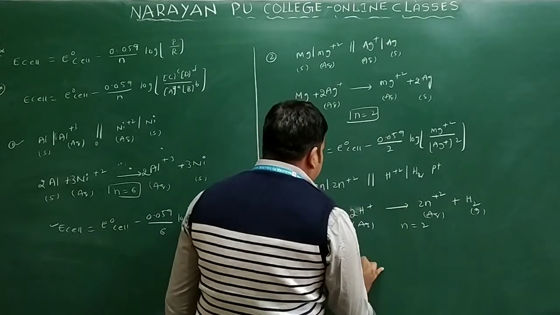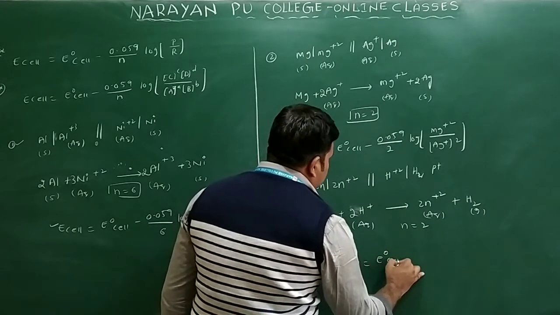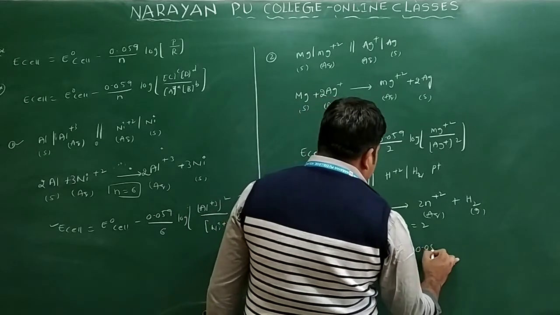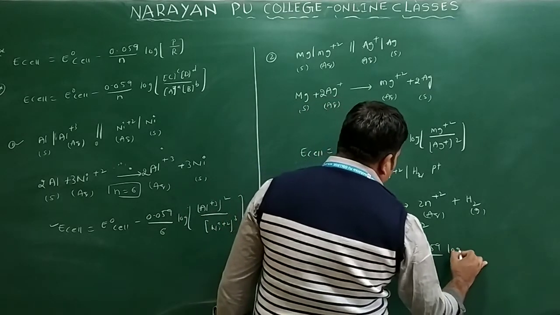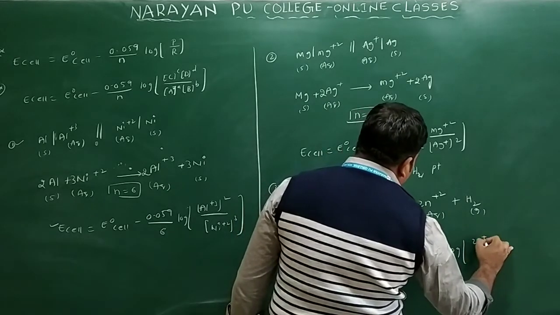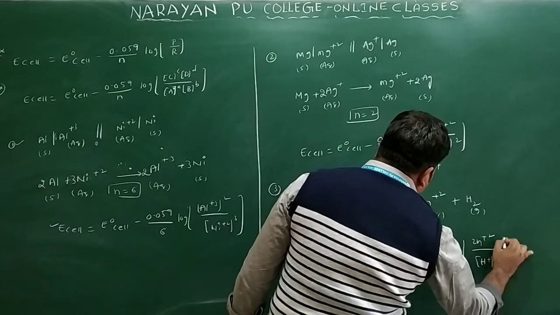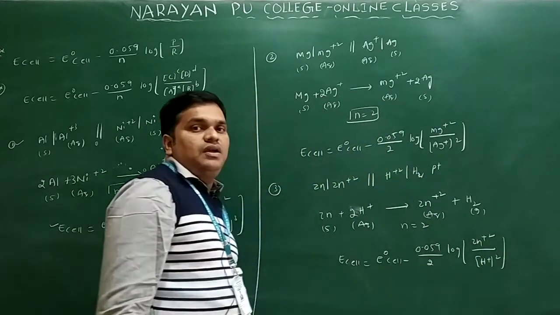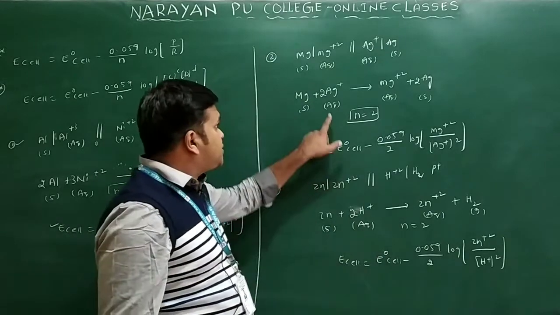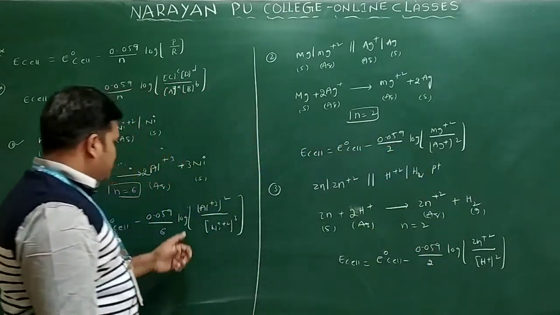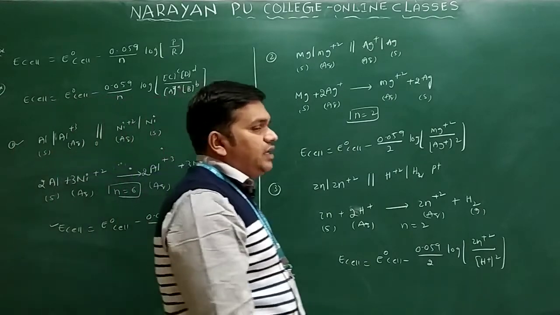Now what I want to write here is E cell. E cell is equal to E naught cell minus 0.059 by 2 into log concentration of Zn2+ by concentration of H+ whole square only. Clear why? The coefficient is 2, it comes under power. Here the coefficient is 2, it comes under power. Here the coefficient is 3, it comes under power.